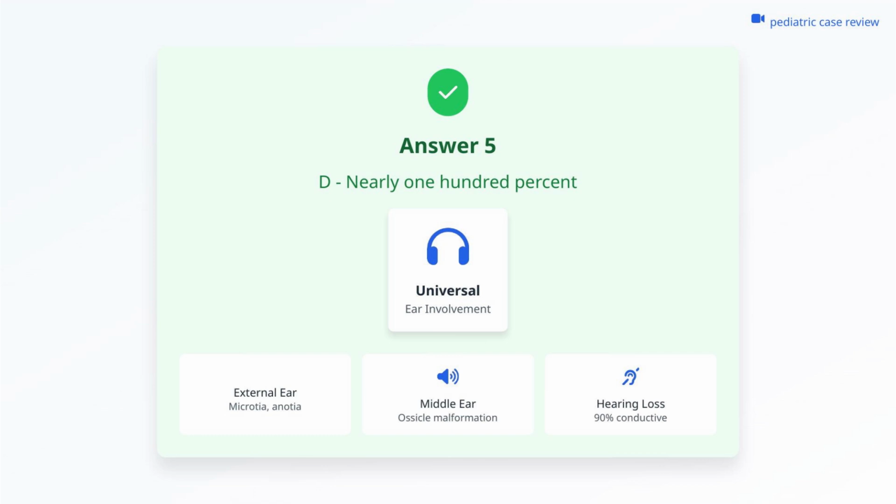Nearly 100% of patients have ear abnormalities. These range from mild microtia to complete anotia. Middle ear ossicle malformations cause conductive hearing loss in 90%. External auditory canal atresia is common. Importantly, inner ear structures typically remain normal, making bone conduction hearing aids effective.